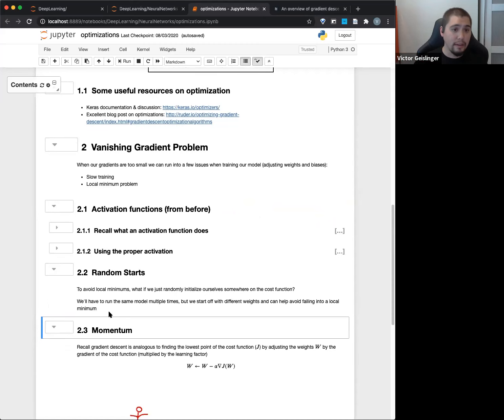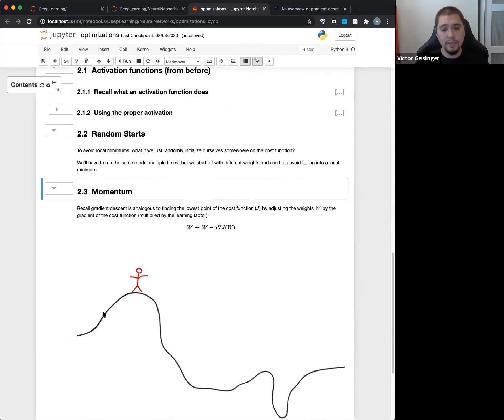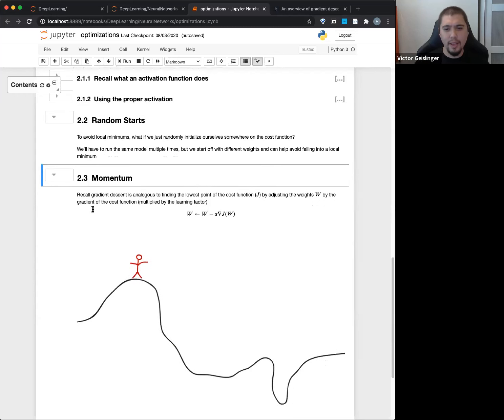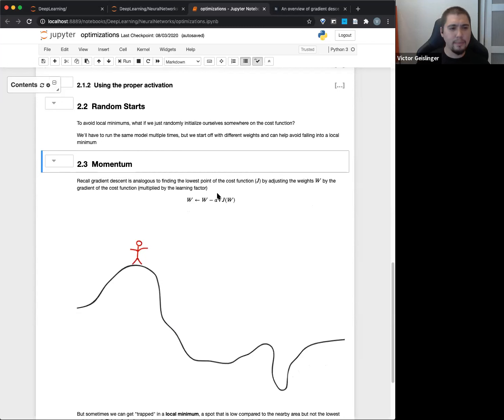The other solution, which is one of my favorites, is momentum. I love that we just call it momentum, because you think of momentum as a physical thing, and it's definitely a little different. This is where I think the ball analogy works really well. Just remember that gradient descent is finding the lowest point in the cost function, which we represent with J, by adjusting all the W. This capital W represents all the weights, the vector of weights, so not just one weight, but all the weights.